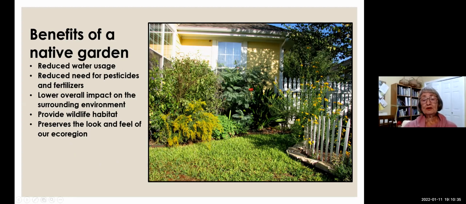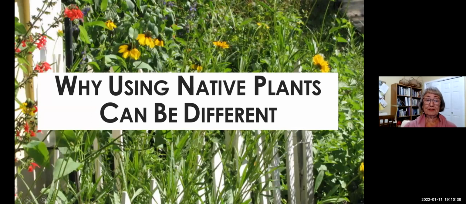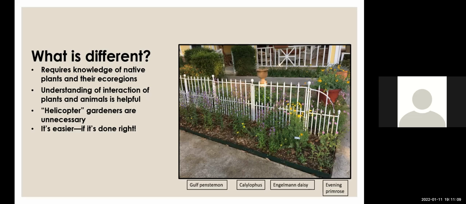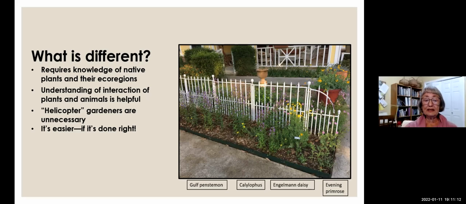So why is using native plants different? They are different. First of all, and this is really important, you have to know about them and you have to know where they come from, because you want to plant plants that are native to your ecoregion. Now, officially, that means within 50 miles of where you are living. That's a very strict definition of ecoregion, and probably 99% of us don't really go by that. We plant some things that are native, but they might not have grown here originally. They do fine, and they do help the ecosystem.